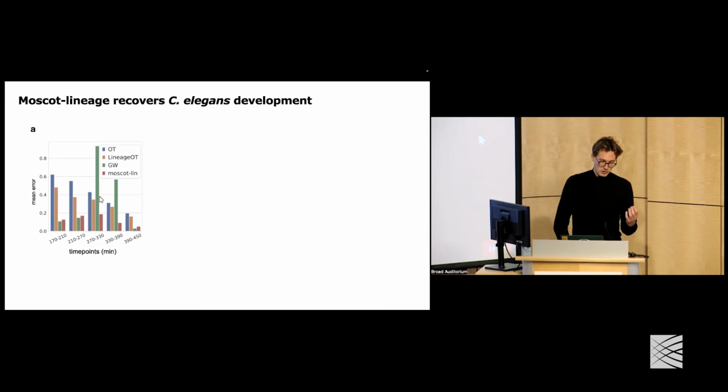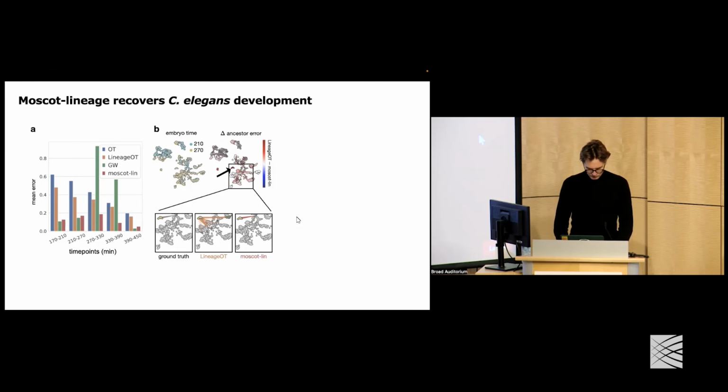But in other situations, Gromov-Wasserstein has a really high mean error because it's really affected if you have a high noise level in your barcodes, because it doesn't use transcriptomic information to regularize. But then we zoomed into one time point, the 210 to 270 minutes time point.